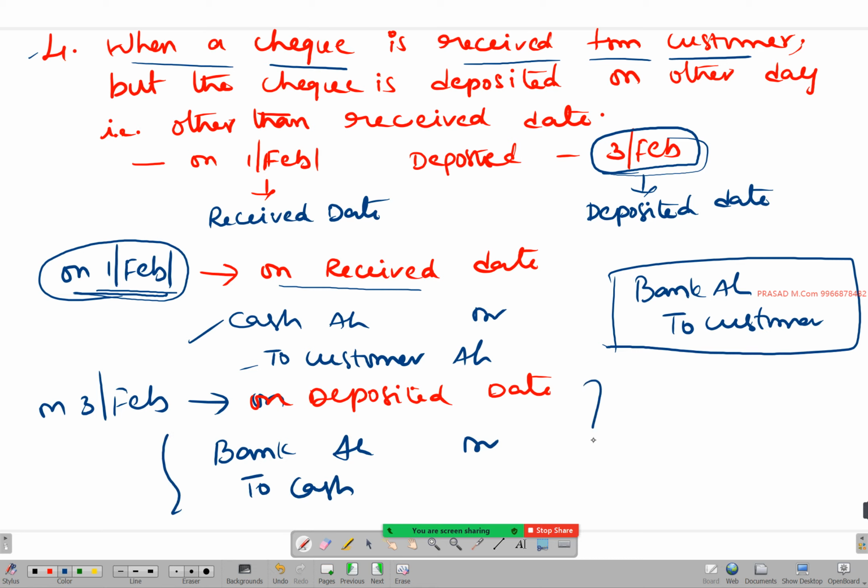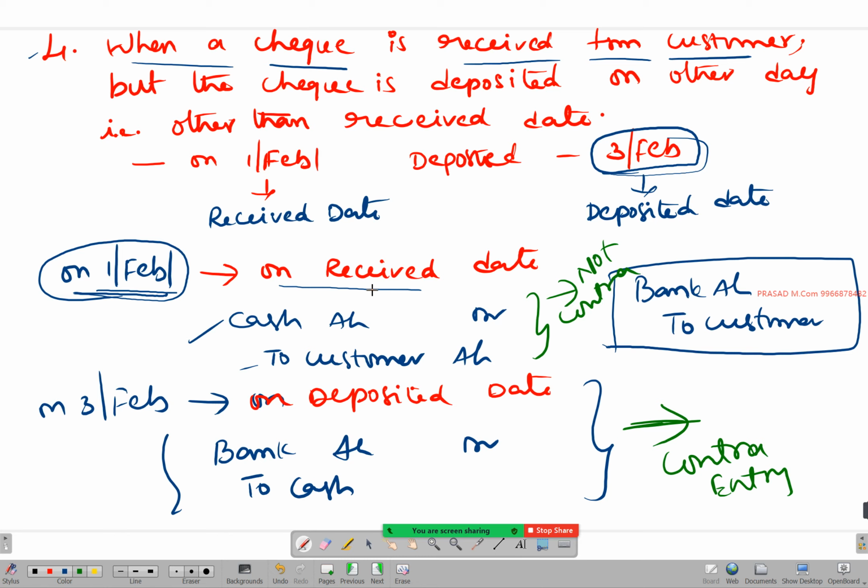So on the deposited date we have to record the journal entry like this. Actually this is a contra entry. On the deposit date the contra entry will be generated. So this is the contra entry, and this is not a contra entry. On the received date we have to record in this way, because we are assuming this cash instead of check.